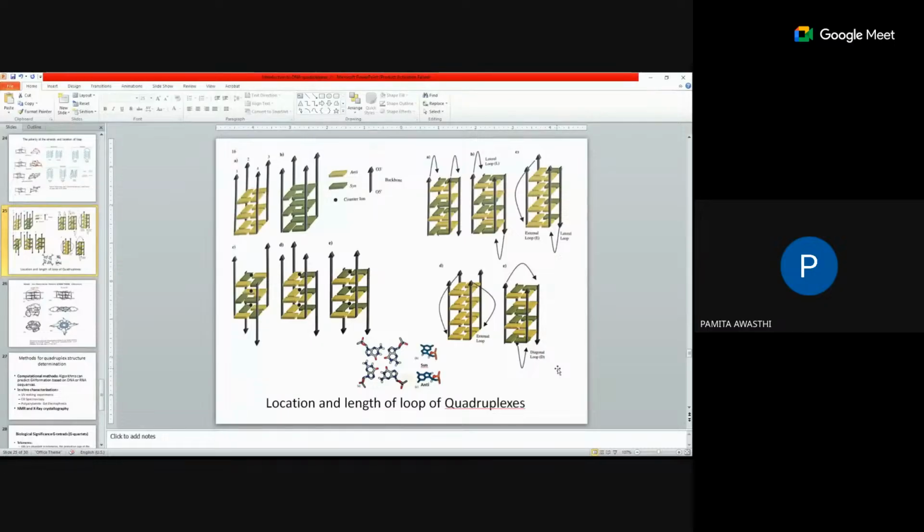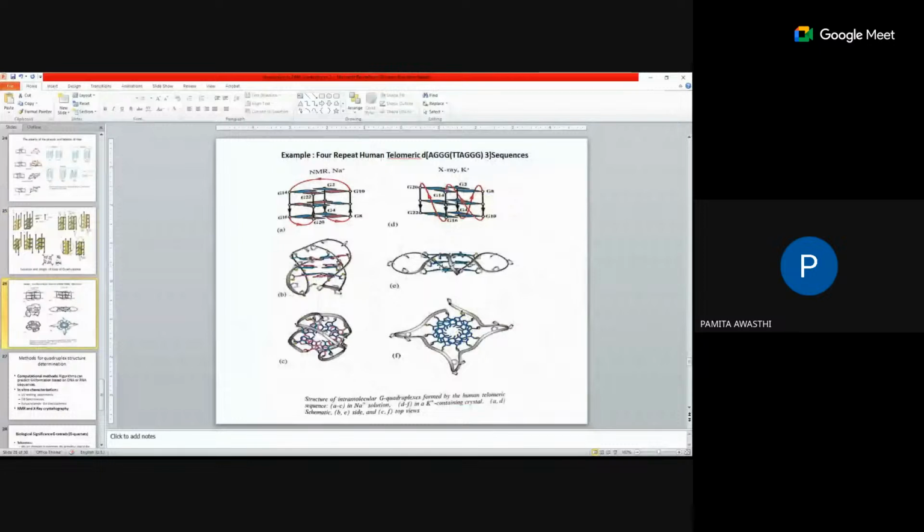We will be discussing in brief. I will take one example of the four-repeat human telomeric sequence. This is the structure which has been solved by NMR as well as by X-ray, and you can see the difference in solution and by both the experimental techniques.